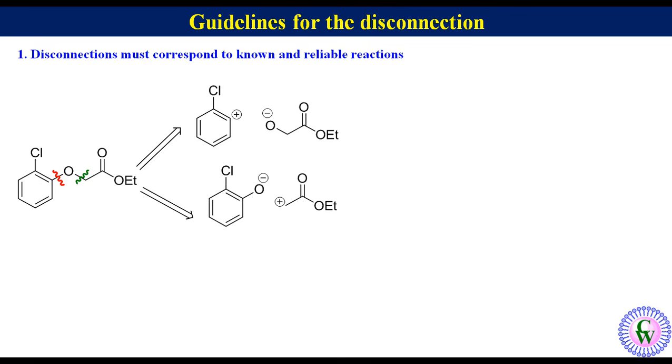The reaction between the first two fragments involves aromatic nucleophilic substitution, which is not feasible, while the reaction between these two fragments involves an SN2 reaction, which is feasible. So we will disconnect the O-alkyl bond for the retrosynthetic analysis of this molecule.